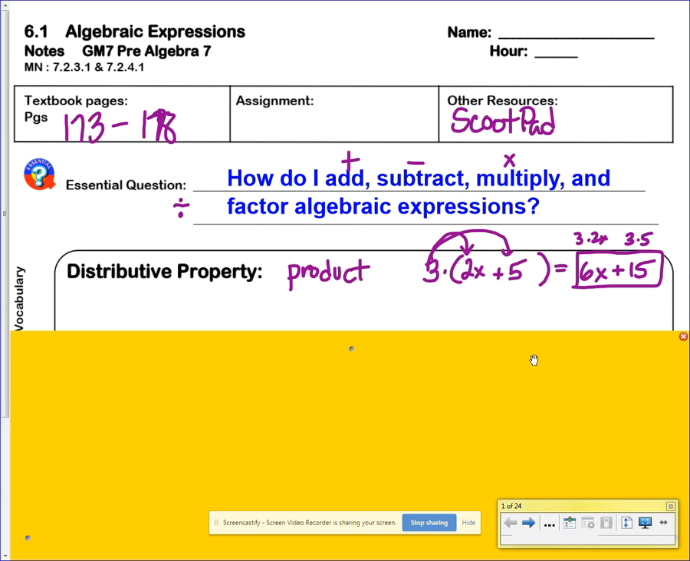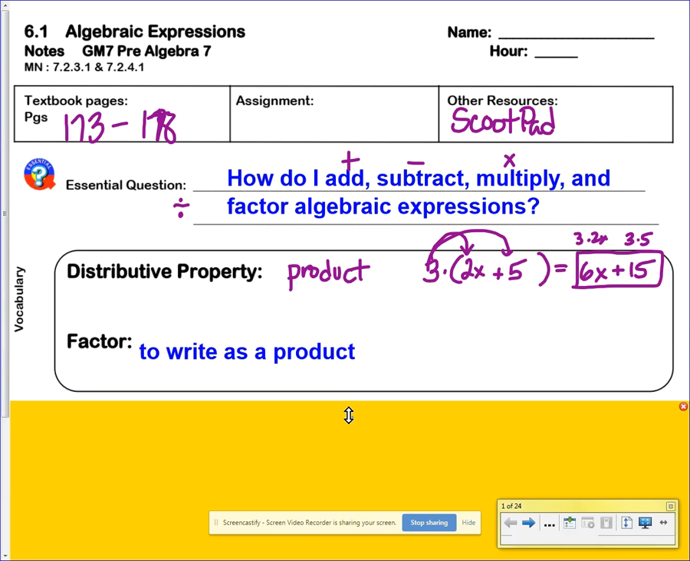Nope. 6x plus 15. I often say this is like you and your siblings who don't get along, so it's better just to keep you separate. All right, so think of it that way. The other word we have in here is factor. As I looked at how your textbook defined it, they say to factor something is to rewrite something as a product.